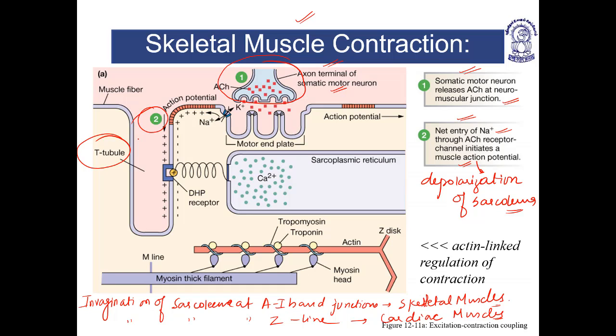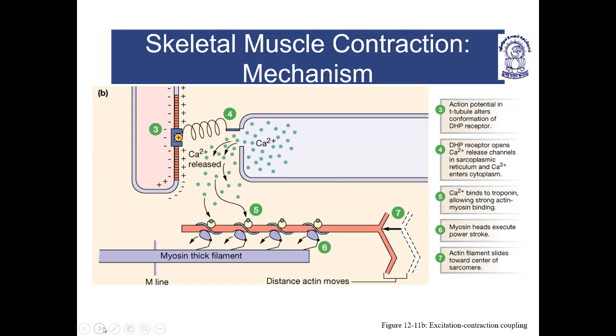Now after this, what is going to happen? The action potential passes through the T tubules. You can see the passage of the action potential through the T tubules. I'll write here: the third step is the action potential in the T tubule alters the conformation of DHP receptors.